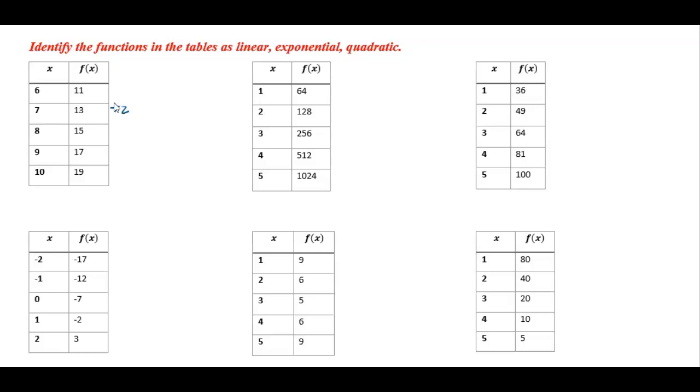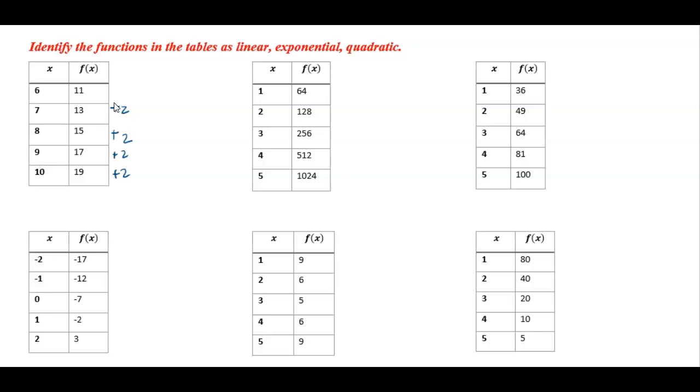And 13 plus 2 is 15, so to get from the 7th term to the 8th term, we add 2. And 15 plus 2 is 17, so to get from the 8th term to the 9th term, we add 2. 17 plus 2 is 19, so to get from the 9th term to the 10th term, we also add 2. Notice that we always add 2 from the previous term to get to the next term. That's what we call a common difference.